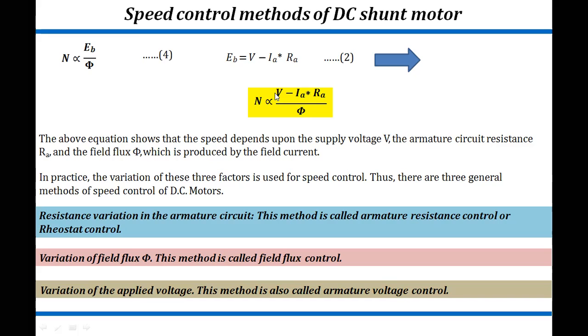Otherwise, we can also control the voltage we give, which is variation of applied voltage. You can see here that speed is directly proportional to the supply voltage. We can call this method the armature voltage control method.